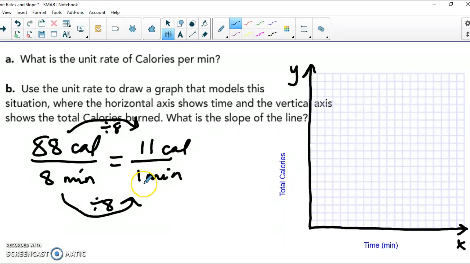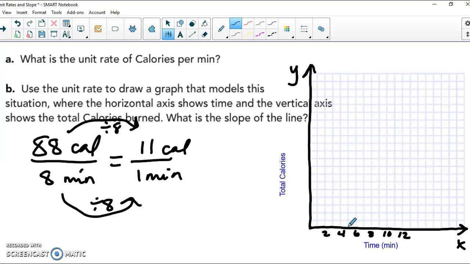and I want to include my unit rate, which is 11 calories per 1 minute, but I also want to include on my graph all the way up to at least 8 minutes. So I'm thinking I will probably count by ones on my x-axis, but I'm going to label every other line here so that my scale doesn't get too jumbled. So I'm counting by ones, but I'm just labeling every 2.